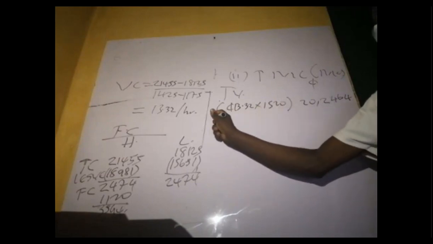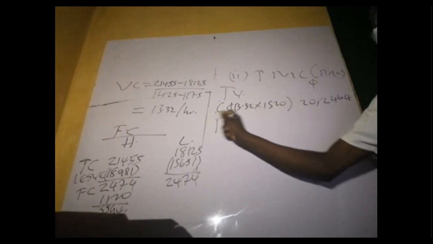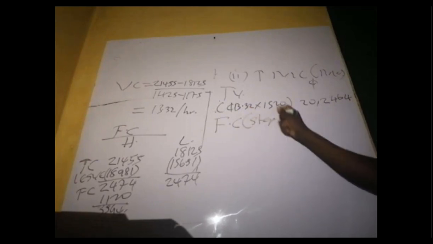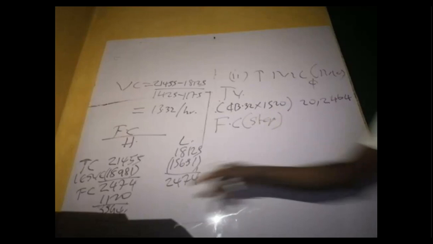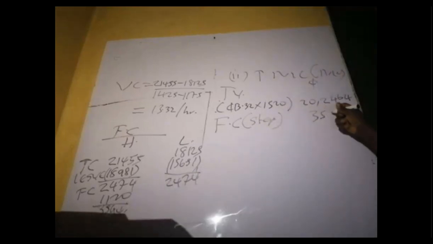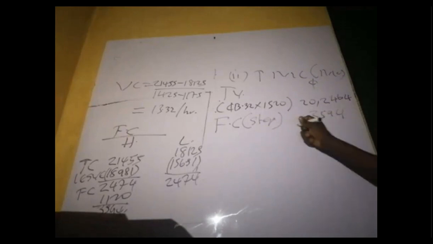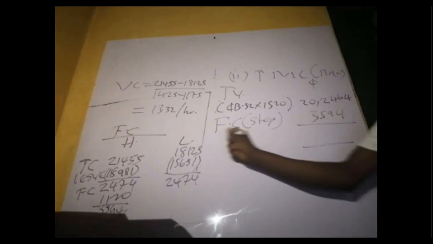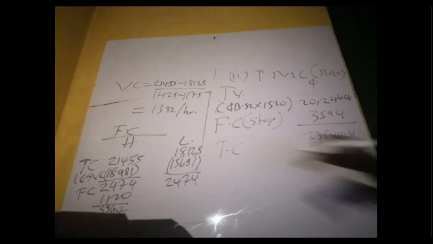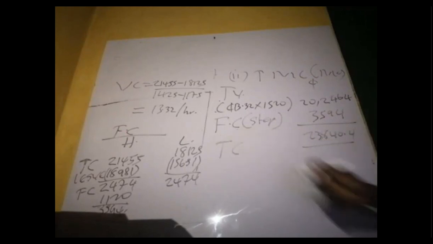Then we add the fixed cost to it. Fixed cost must include the step-up. That's the 3,594. So this one will give us a total cost of 23,840.4. I like the answer. And this is the total cost at this level.